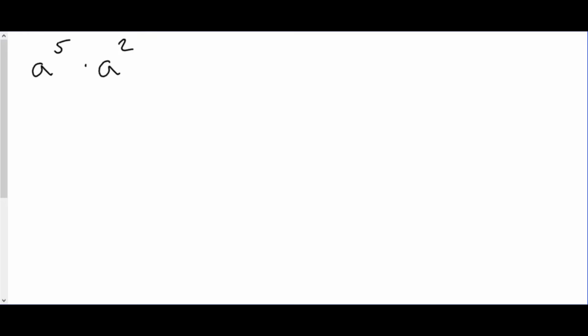Next question, a to the 5th times a squared. Again, same base, so I keep that base that's the same, and I want to add my exponents. If this is 5 a's, again, you could think of it as a times a times a times a times a times 2 more a's. Altogether, there are 7 a's. So that's why we just add them.